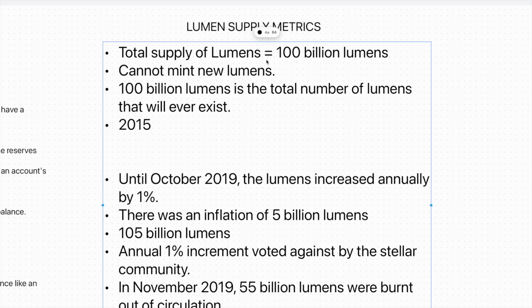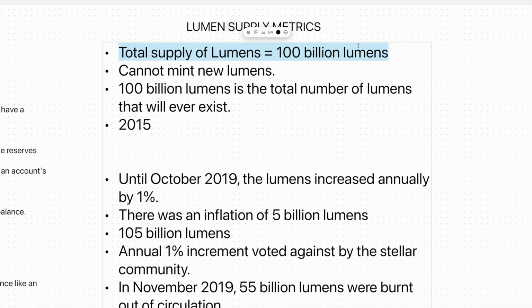The first thing you need to know about this is the total supply of lumens, right? Let's write that out also. Total supply of lumens is equal to 100 billion lumens. That is very useful information because it is very important for the course of whatever we are talking about now. So total supply of lumens, that's the first information to have about lumens, is a supply of 100 billion lumens.